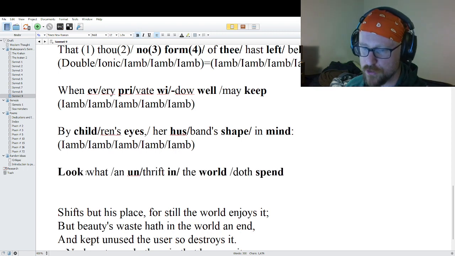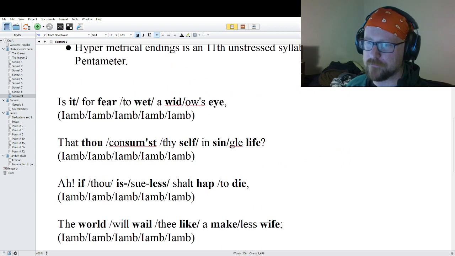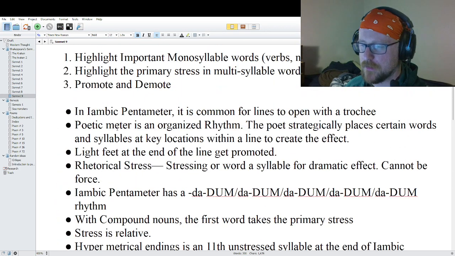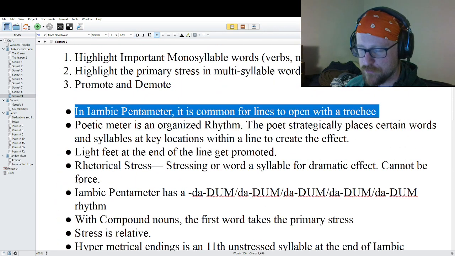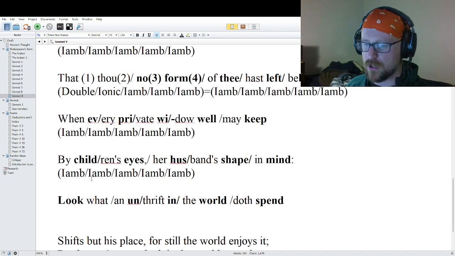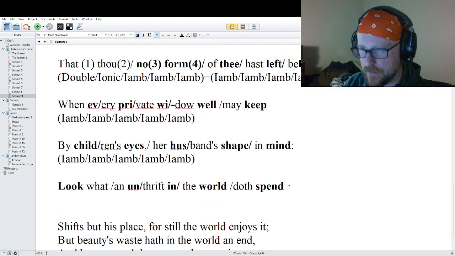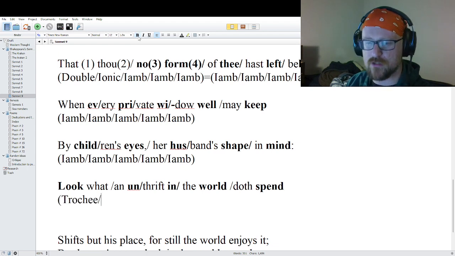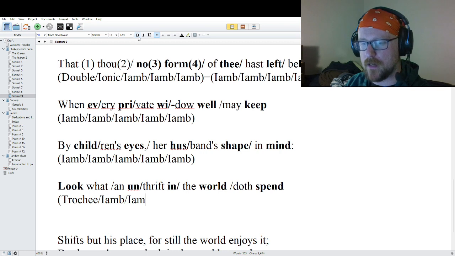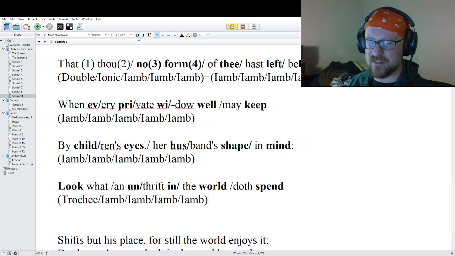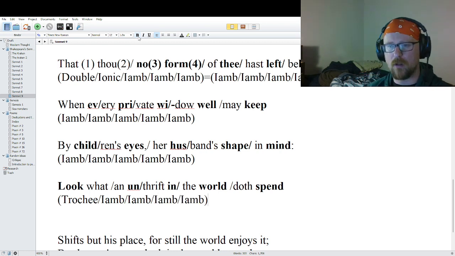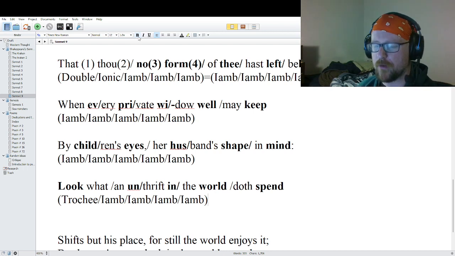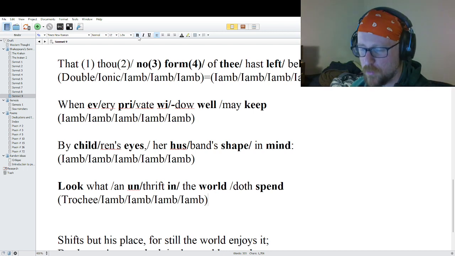But this is a trochee too, right? "Look, what an unthrift in the world doth spend." And like I said, we can open with a trochee, right? So when you scan this line, it looks like a trochee opening, and then it's iambic. Like I said, this line would probably throw a few people off, but once you understand what's going on, it totally makes sense, right?